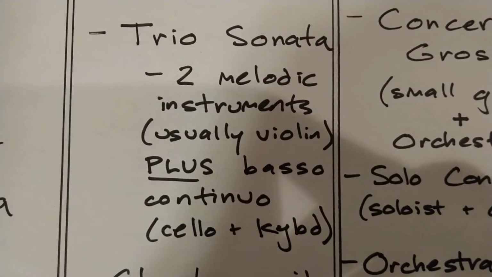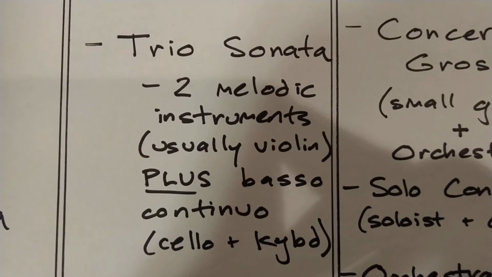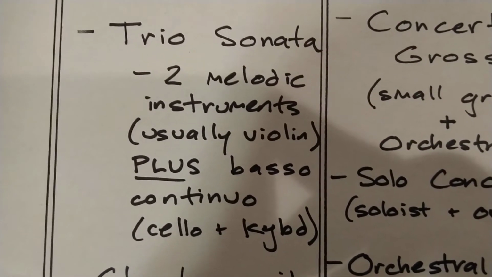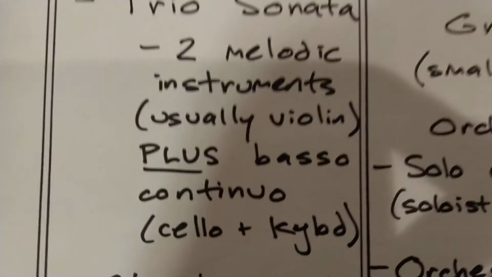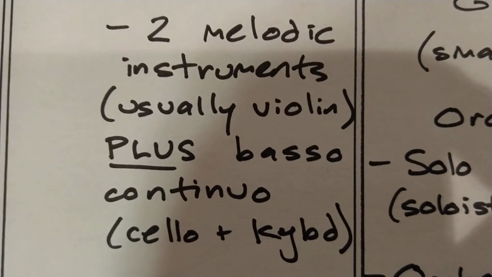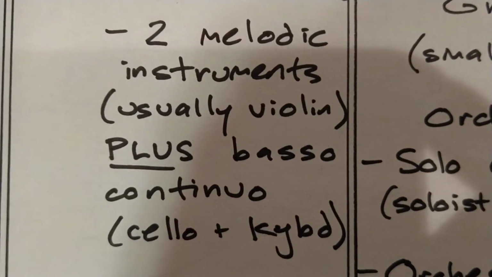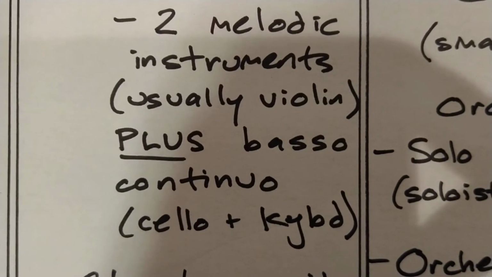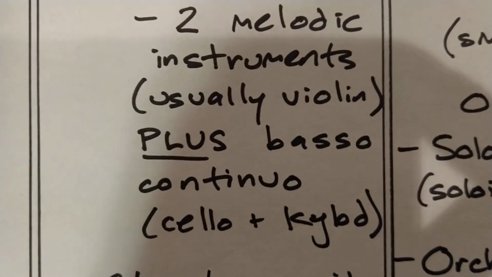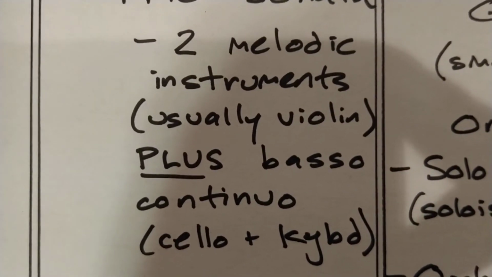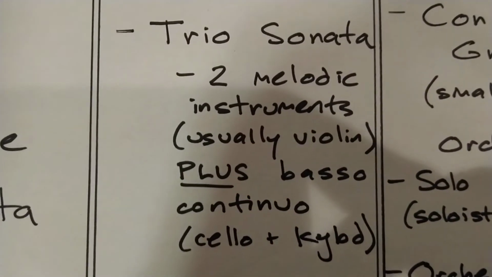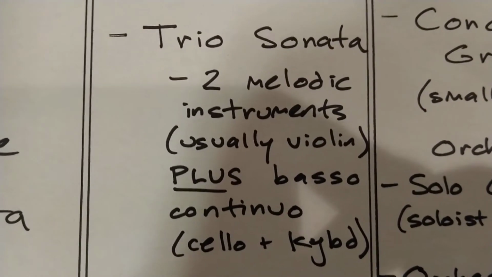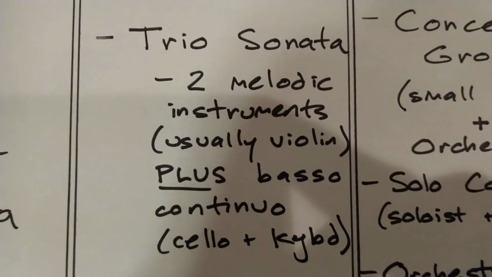Plus basso continuo. So that's the other part, the other layer of music that is going on. Two melodic instruments, usually two violins, plus basso continuo. Here's the thing though. Remember, basso continuo consists of two components or two performers. You have a cellist, that's the big string instrument that sits between your knees. The cello is playing the bass line and the keyboard is playing the chords. The basso continuo is like one part. It's one written part in the music, but you need two people in order to perform it. So that means that a trio sonata actually requires four people to perform. Three parts, three layers written into the score, but you need four people to play it.